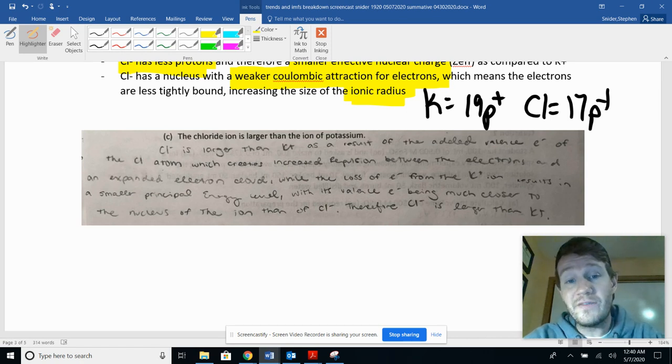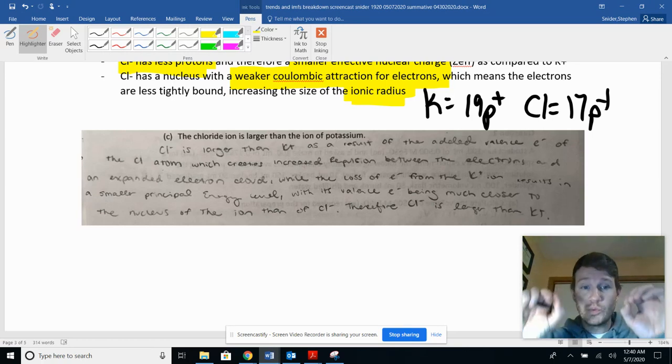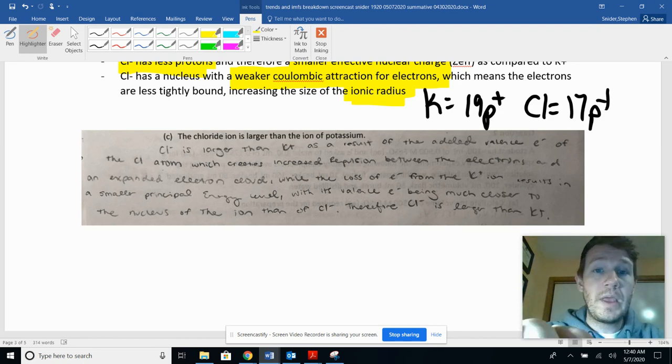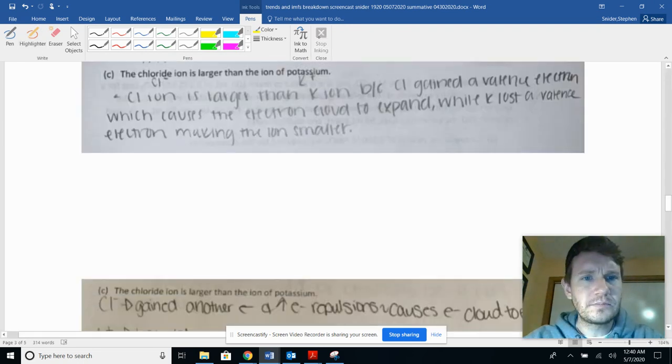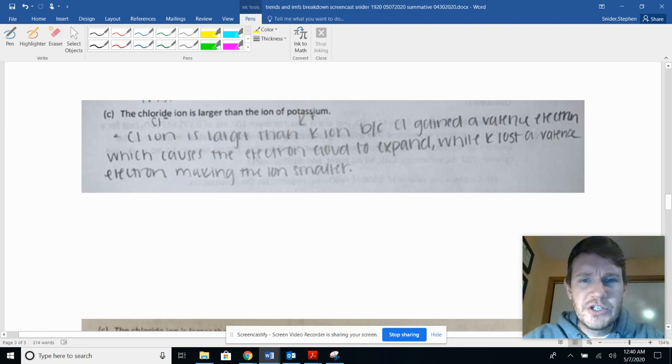We're not comparing chloride versus chlorine. We're trying to compare chloride versus the potassium ion. And that's really what this response fails to attend to. You have to make sure that we are comparing the ions, not an ion to its neutral atom. Let's take a look at this next one. The chlorine ion is larger than the potassium ion because chlorine gained a valence electron, which caused the electron cloud to expand. So same kind of principle as the last answer. We have these repulsive effects, while potassium lost a valence electron, making the ion smaller.